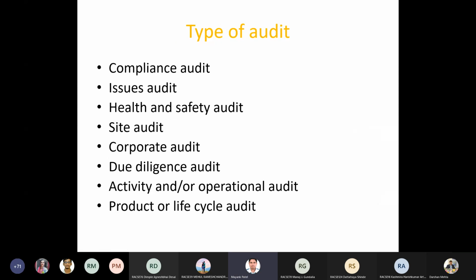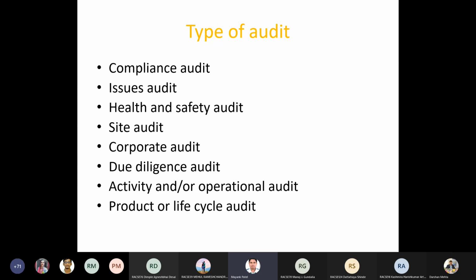Then what are the various types of audit? Right. So apart from environmental audit, you may have heard various other kinds of audit. Say for example, compliance audit or issues audit, health and safety audit, site audit, corporate audit, due diligence audit, activity and or operational audit, product or life cycle audit, right? So these different types of audit are partial audits, which distinguish them from the more specific environmental audit, and in particular the periodic audit is crucial in an environmental management system.